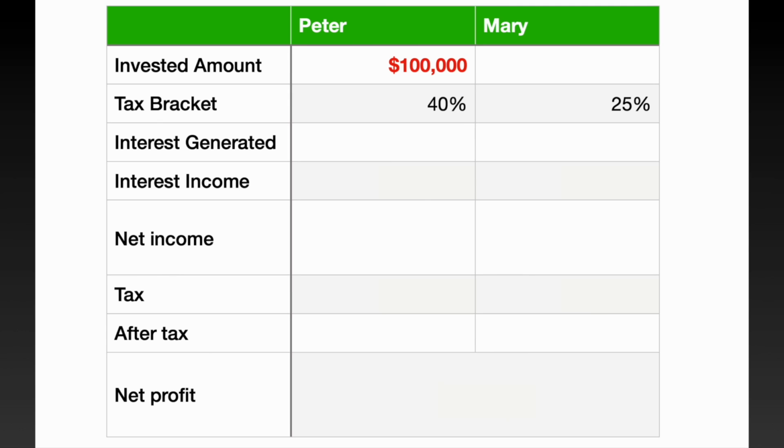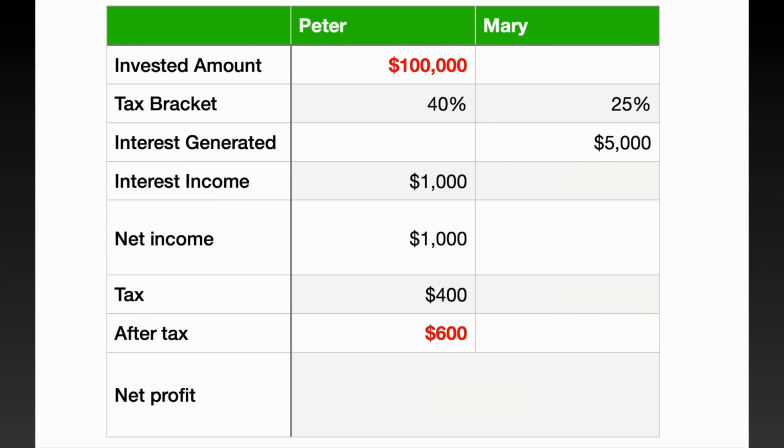However, let's say now they have the proper spousal loan and Peter has lent Mary this 100K at 1% a year. Now, 3 things will happen. Number 1, Peter will make $1,000 of interest from Mary that he has to report, which will be taxed at 40%, so he has to pay $400 tax on this. After-tax income would be $600 for the interest that he made.